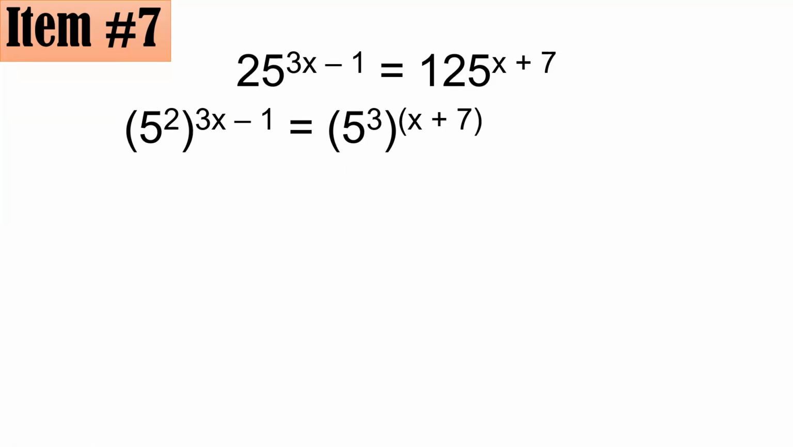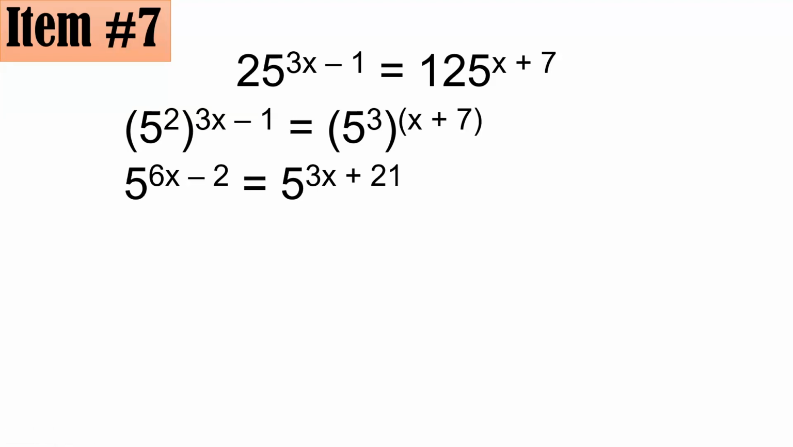So 5 squared raised to 3x minus 1, the rest were just copied. And remember, if you are raising a power to another power, you simply copy the base and multiply their exponents. So I copied the 5 here, then multiplied 2 and 3x minus 1. By distribution, 2 times 3x is 6x, and 2 times negative 1 is minus 2. I also copy the 5 here. 3 times x will be 3x, and 3 times 7 will be plus 21.